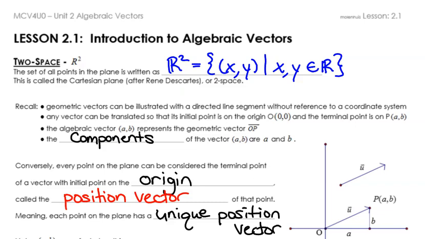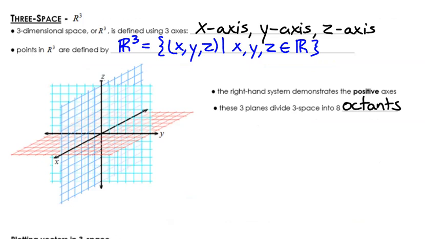This is a continuation of lesson 2.1, and it's on algebraic vectors, but we're going to talk about it in 3 dimensions in this video. Okay, so I'm super excited to teach this to you because, well, when do you ever get to draw something in 3 dimensions in math?